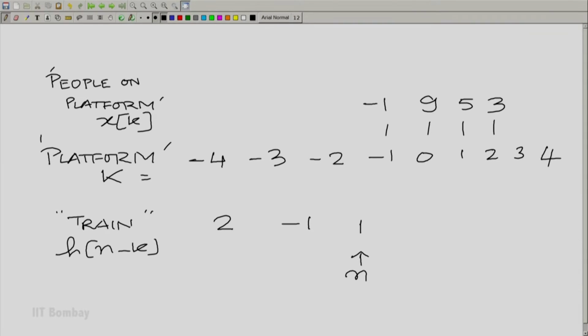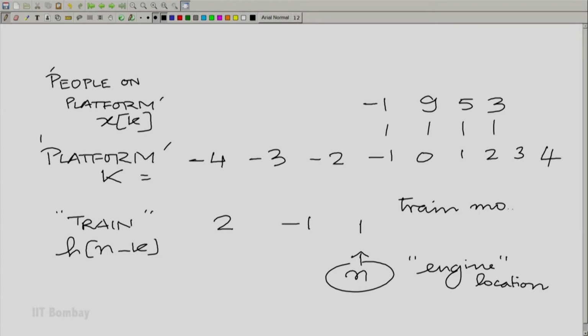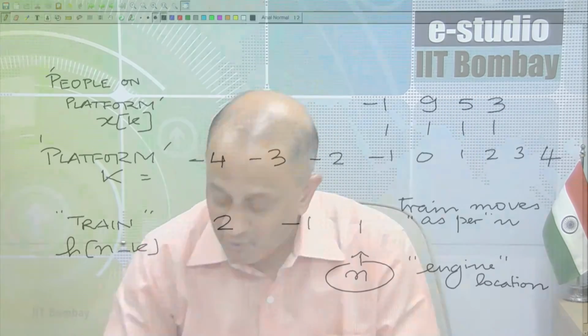Now, this train moves, that is the whole beauty. This is the location of the engine, and the train moves as per n. So, now we can take specific locations. Now, you can look at this carefully and you can find out from which location we need to begin. We do not need to take all the infinite locations for n. Let us look at the situation.